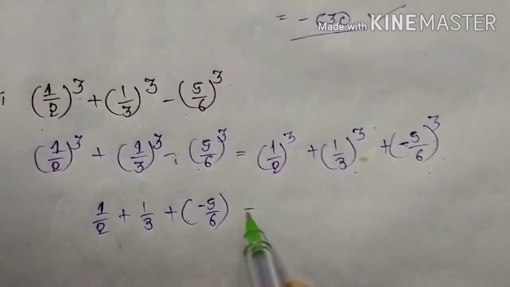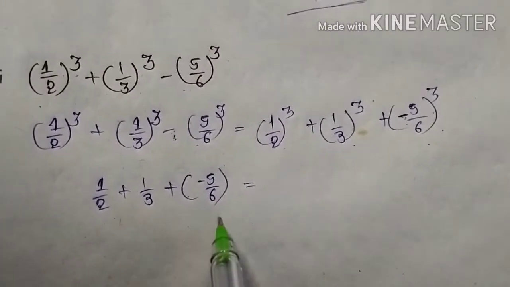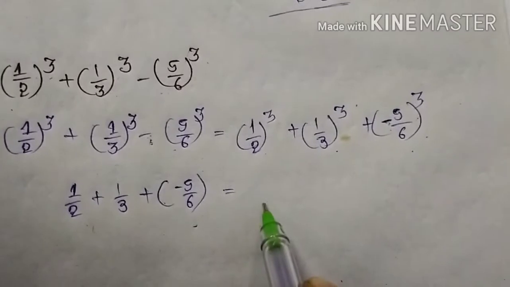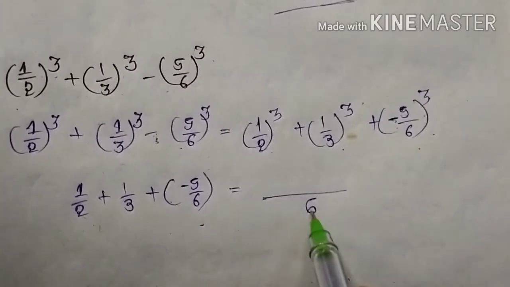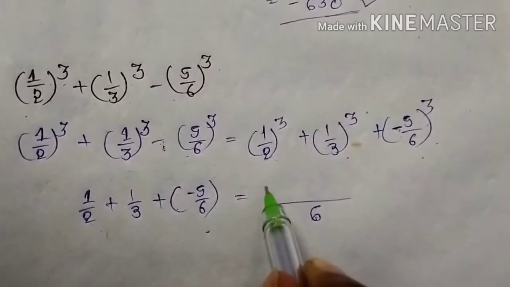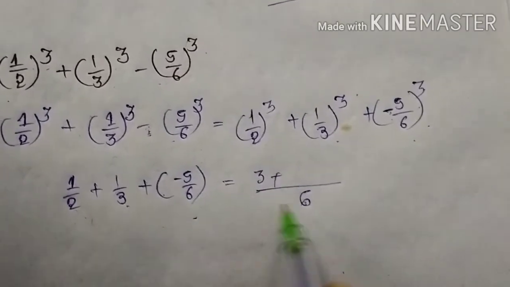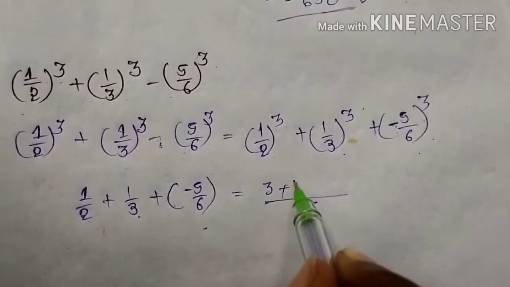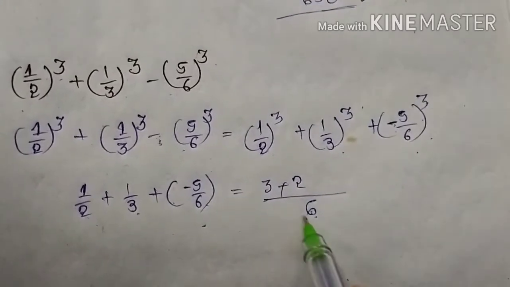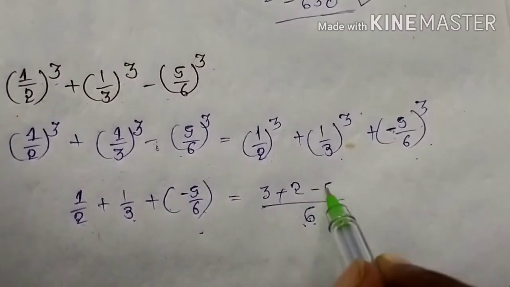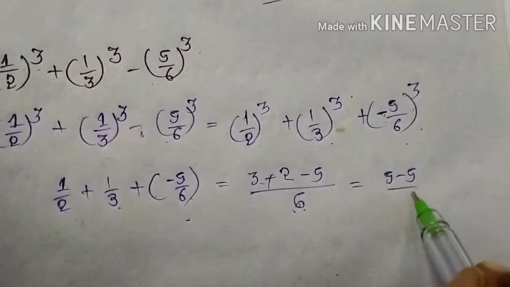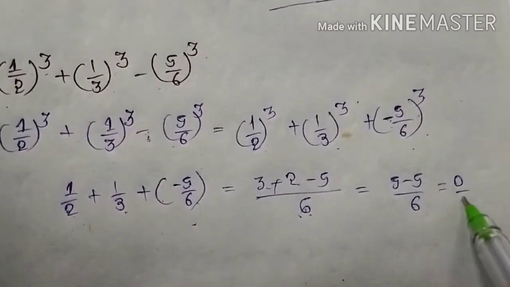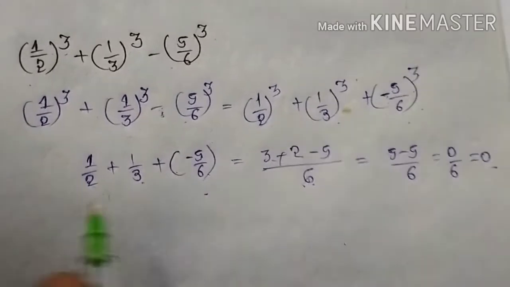How much do you get here? See here 2, 3, 6. What is the LCM of 2, 3, 6? 6 only, yes or no? Yes, you can write 6. Next 2, 3 just 6, that means 3, 1 just 3. Plus 3, 2 just 6, that means 2, 1 just 2. Next 6, 1 just 6, that means 1 into minus 5 only. I am writing 3 plus 2 is 5, 5 minus 5 by 6. That means you are getting how much? 0 by 6, that means it is 0. Yes or no?